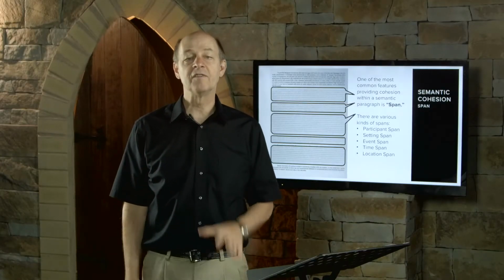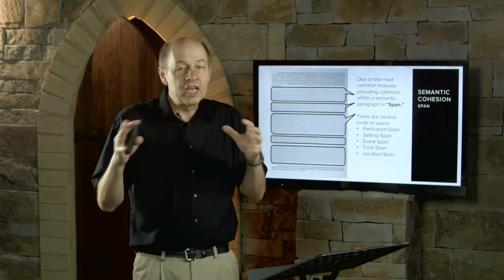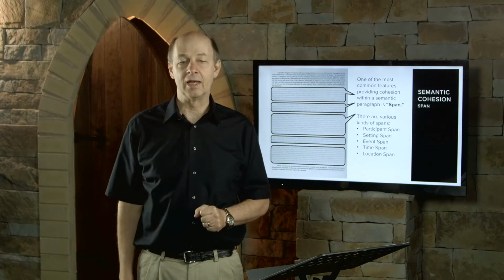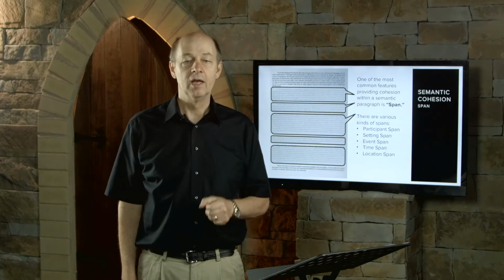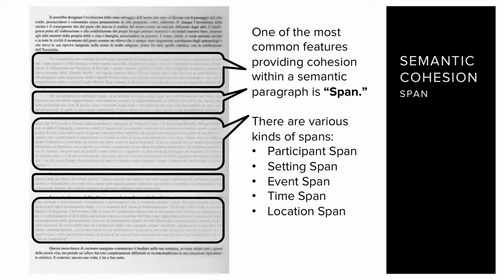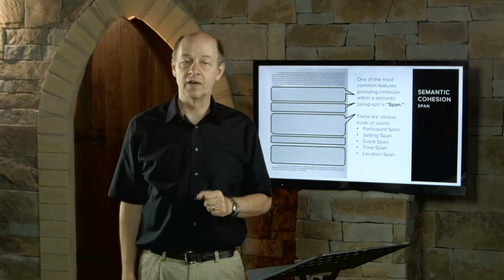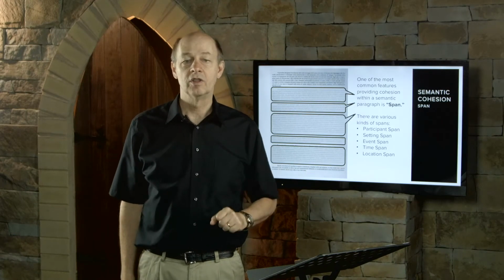Now, one of the most common features that provides cohesion within a paragraph is what we call span. And there are several kinds of span. There could be a participant span, where within this paragraph there is one participant who is primarily in focus throughout this span of material. It could be a setting span, which is focusing on a particular place or setting of some kind. Perhaps the first paragraph takes place inside, and then the next paragraph takes place outside of the house or the building.